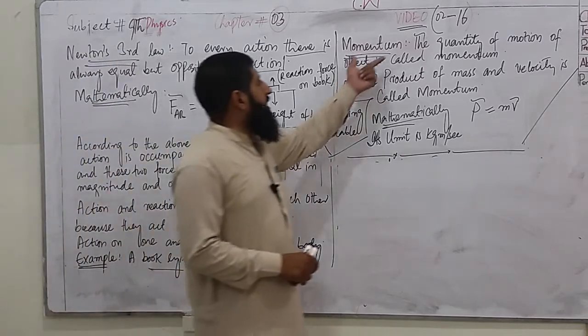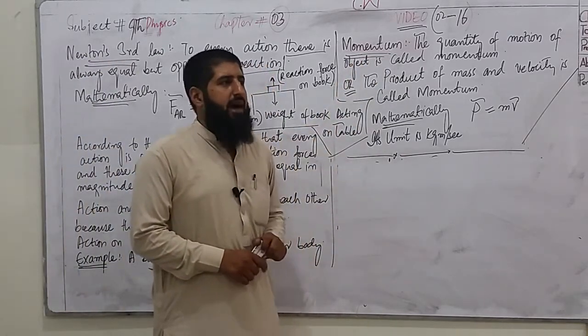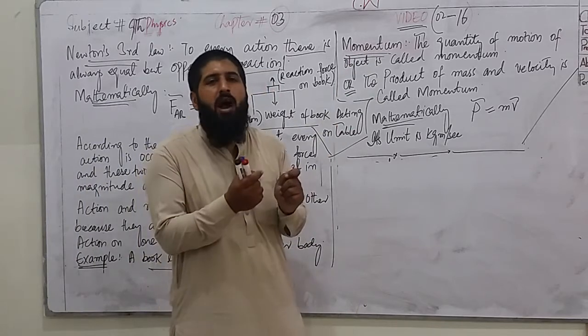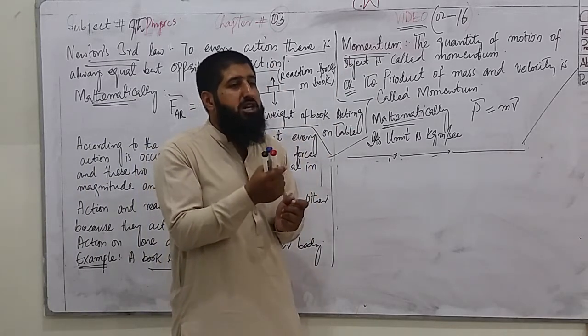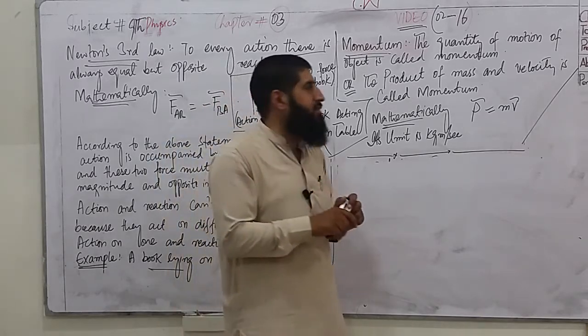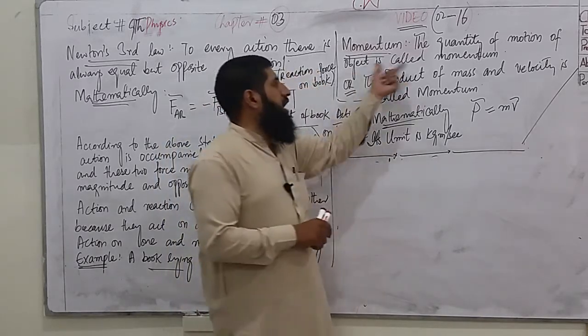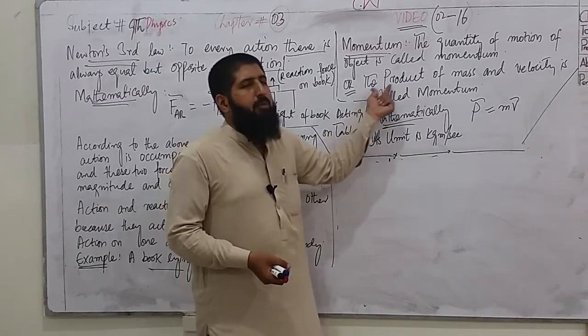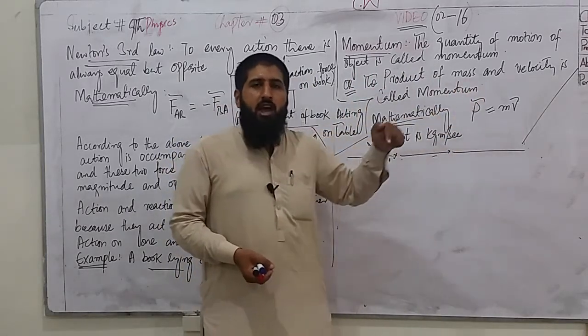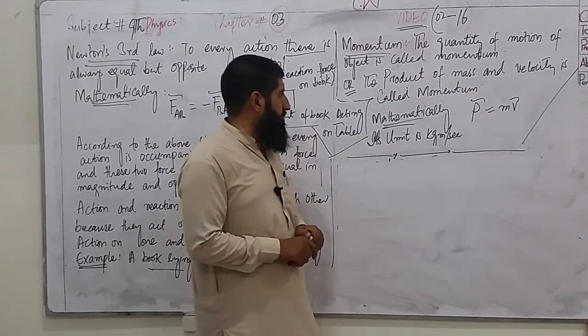The second topic is momentum. What is meant by momentum? Momentum is basically the quantity of motion of an object. It tells how much the magnitude of an object's motion is. Mathematically we can define it as the product of mass and velocity, which is called momentum.